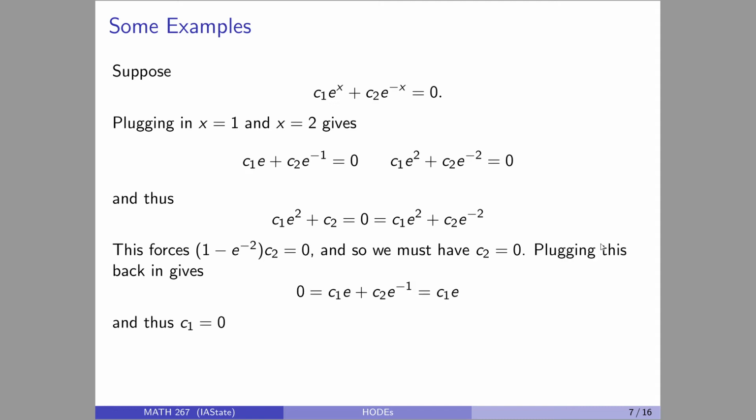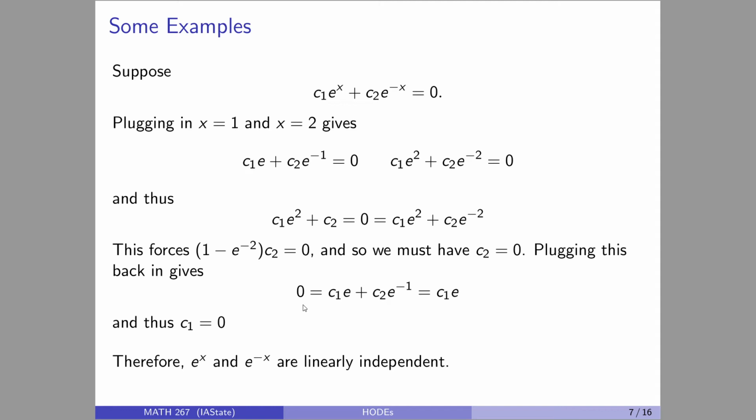linear independence. Now plug that back into any of the equations we've already established. So I plugged it back into this one. And e is definitely not equal to 0, just like 1 is not equal to 1 over e squared. So that means that c1 is 0. So these two functions must be linearly independent. If I scale them up and add them together and get 0, the only way that was possible was if the scalars themselves were 0.